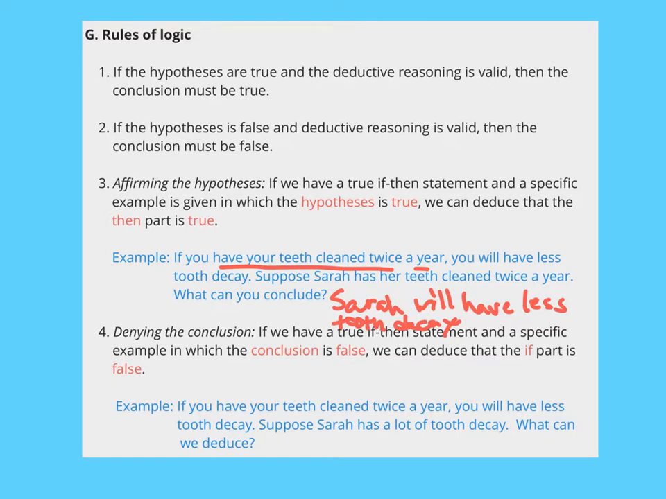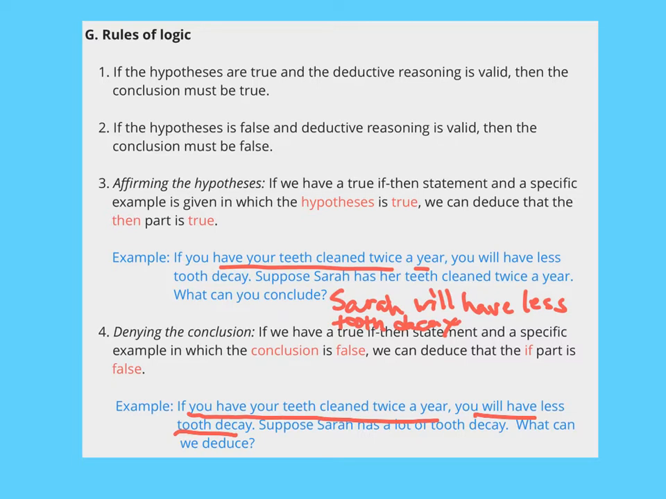Then if we move on to number 4 is denying the conclusion. So again, we're going to be given a true if-then statement and then a specific example that we're going to look at. And if we look at the example and the conclusion we get is false, it doesn't match up with our initial if-then, we'll be able to deduce that the if part is false. So again, we're going to look at the same example here of if-then, and that is if you have your teeth cleaned twice a year, you'll have less tooth decay. So that's our if-then statement, which is true.